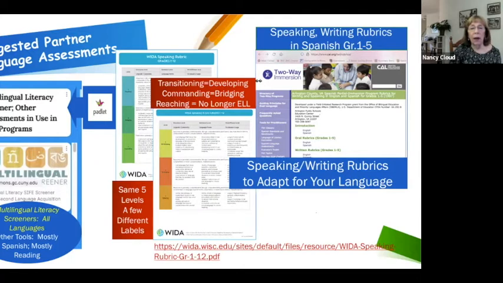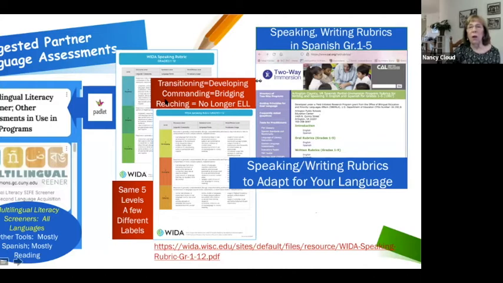And then I also added the WIDA rubrics for speaking and writing, which only exist in English, but you could adapt them for your languages. Just to explain, they have the same 5 proficiency levels that you do in New York State, only they call them entering and emerging, that's the same. Then they call transitioning, developing, then expanding is called the same word, and then commanding is called bridging, and they have a 6th level called reaching, which means no longer ELL, but they show you what each level of proficiency can do when speaking and writing.